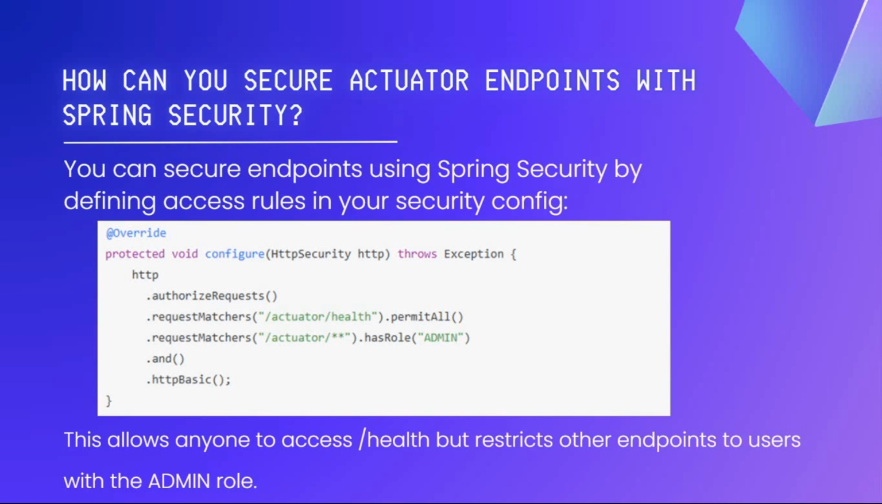This code lets everyone access the health check at actuator/health without logging in. But for all other Actuator endpoints, only users with the admin role can access them. And it uses basic HTTP authentication to protect these endpoints. This keeps important monitoring data secure while still letting health checks stay public.